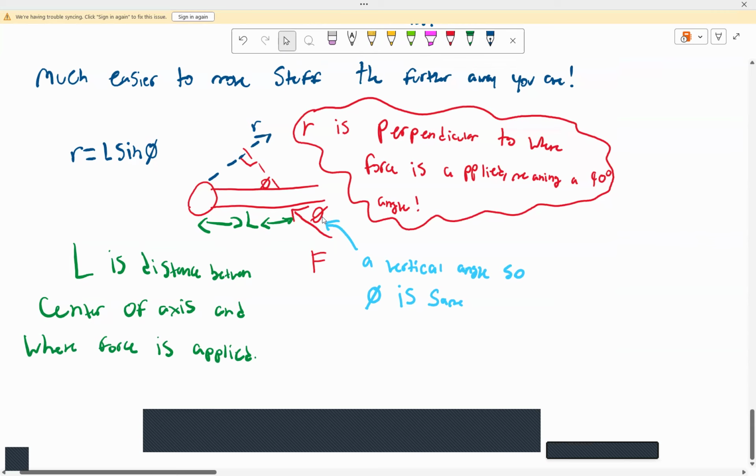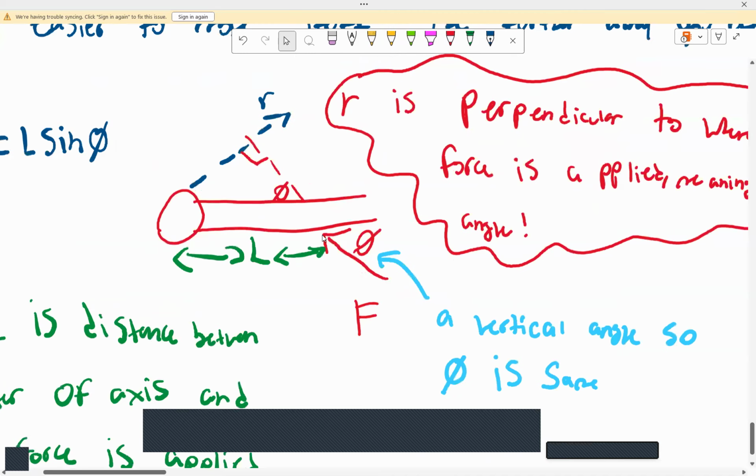R is perpendicular to where the force is applied, meaning it is at a 90-degree angle. This is similar to when we talked about friction with the normal force, as your imaginary normal force. It supersedes all boundaries and is going to keep going. So I have this imaginary moment arm with the dots, and then I have the force as well, extending past this boundary since this is the path it wants to go.